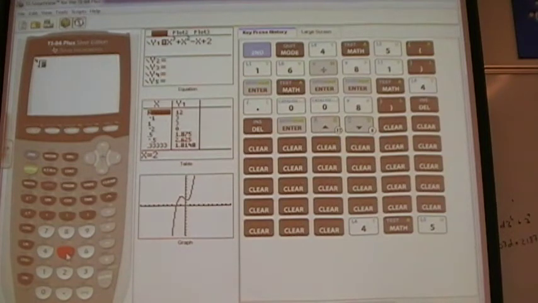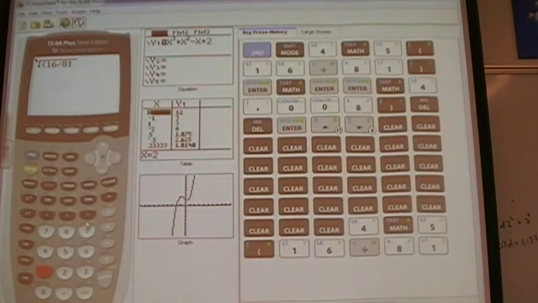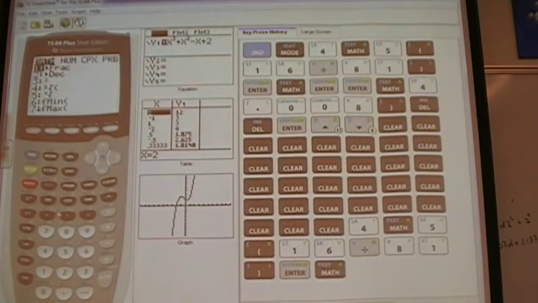And it should be, what is it, 16 over what? 81. So hit open parentheses, 16 divided by 81, close parenthesis, enter. It should give you a decimal. If we're going to change that decimal to a fraction, I hit math, enter, enter.